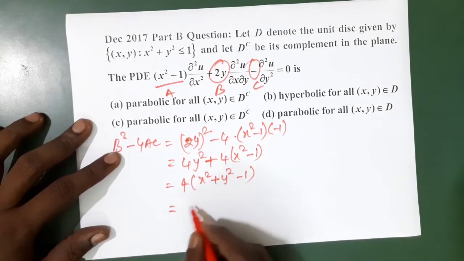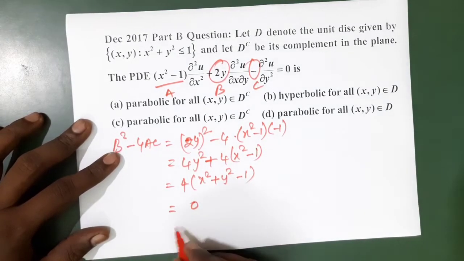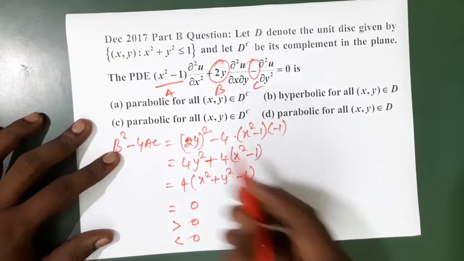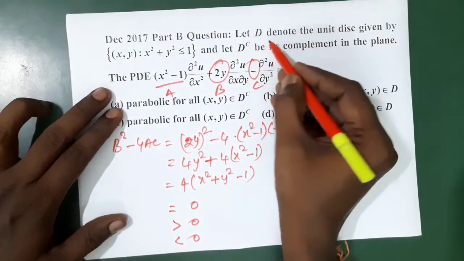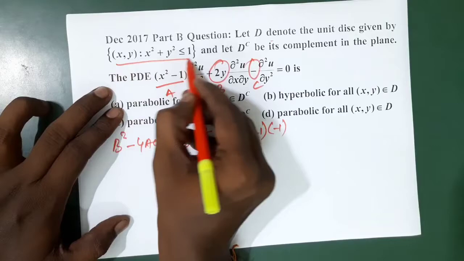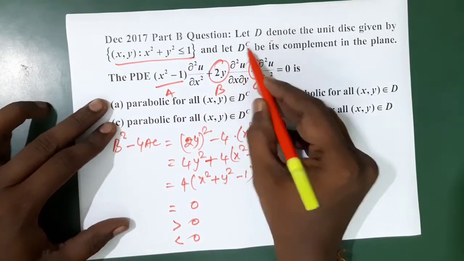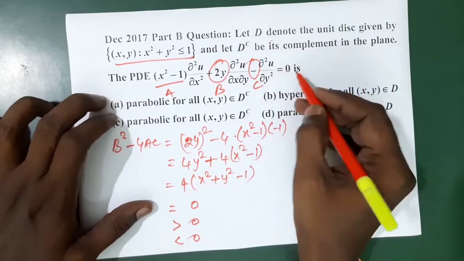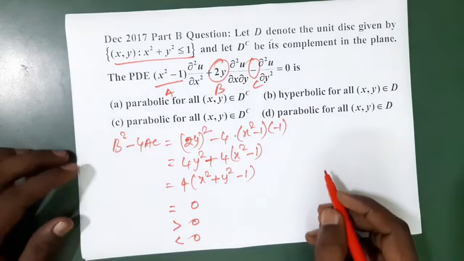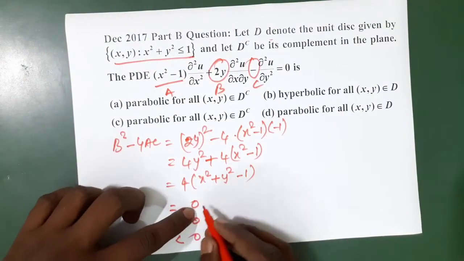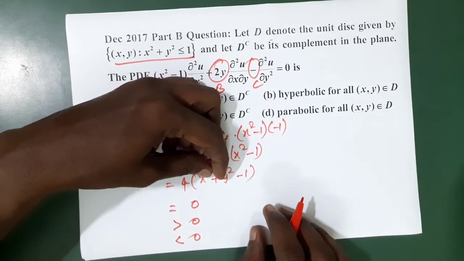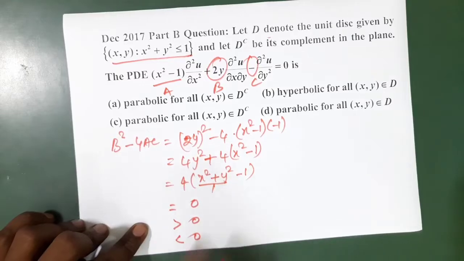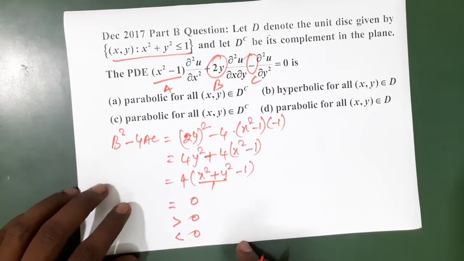So when should it be 0, when is it greater than 0, when is it less than 0? They are asking: D denotes the unit disk, and let DC be its complement in the plane. Then for the partial differential equation, this equal to 0 means x square plus y square is equal to 1. Then only 1 minus 1 is equal to 0. This should be 1, then only 1 minus 1 equals 0 for the parabolic type.